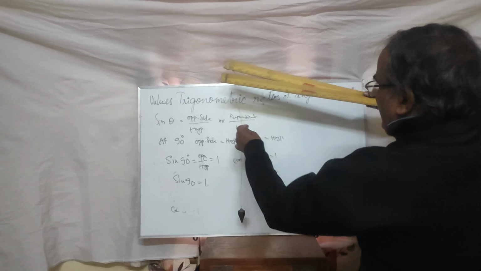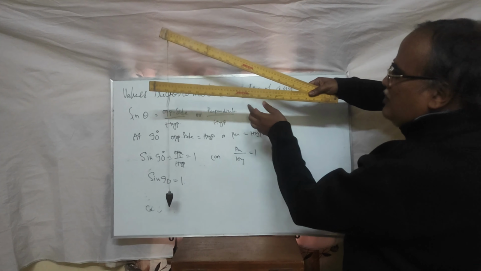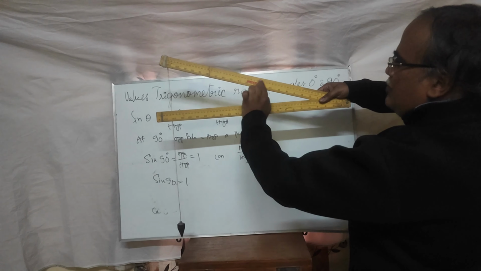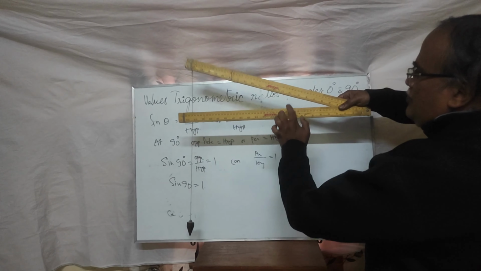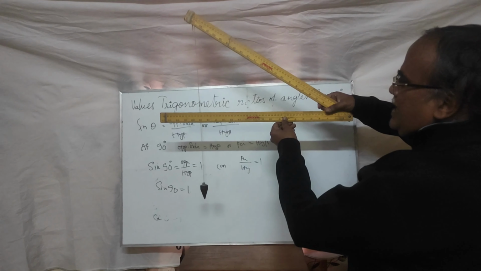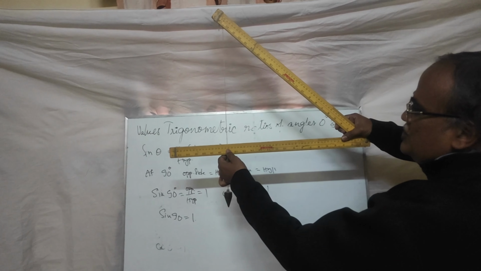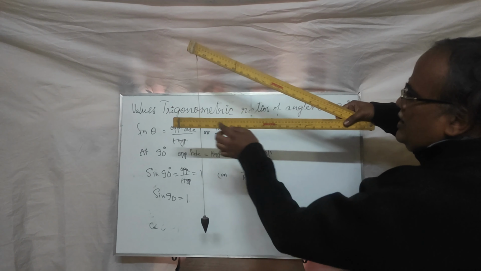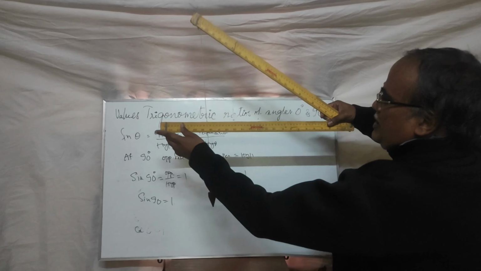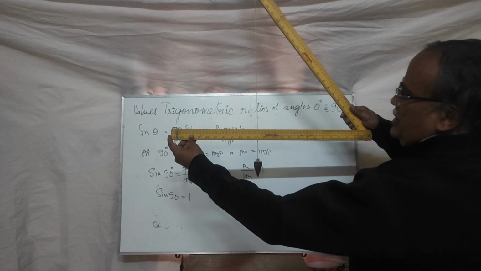To do cos 90, again I am taking this one. Here cos means the adjacent side, that is the base. This is the base, with my finger I am showing, and this is the hypotenuse. Base upon hypotenuse, or adjacent side upon hypotenuse. Now if I increase this angle, you see the value of the base is reducing. At the beginning the string is here, and when I increase this angle, the string is coming nearer to the vertex, nearer to the right angle. You observe, it is coming nearer to the right angle.